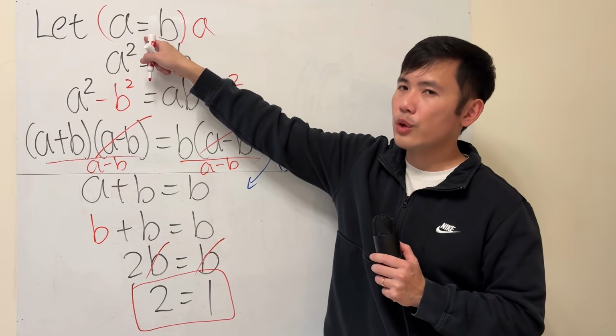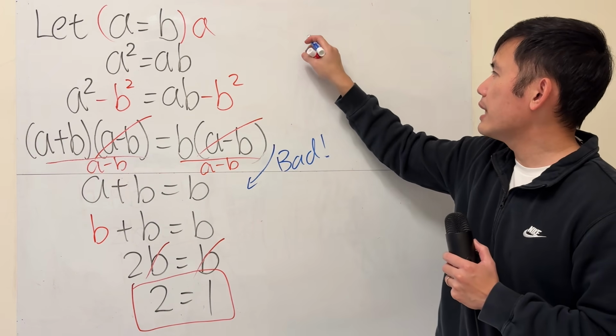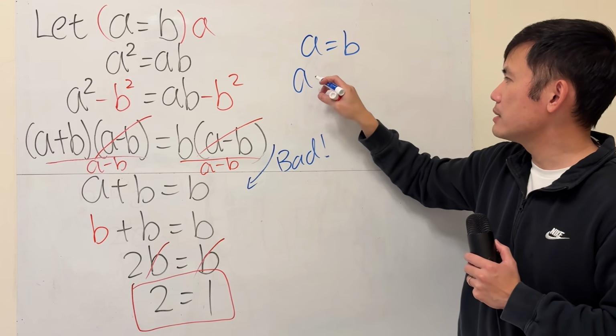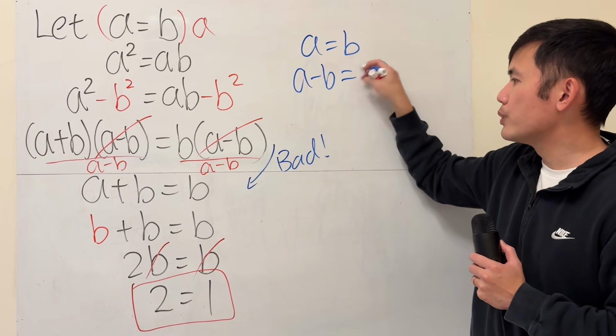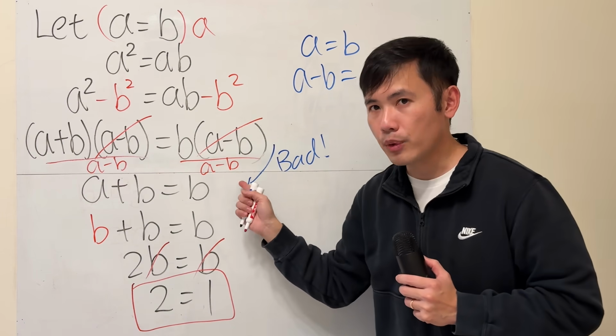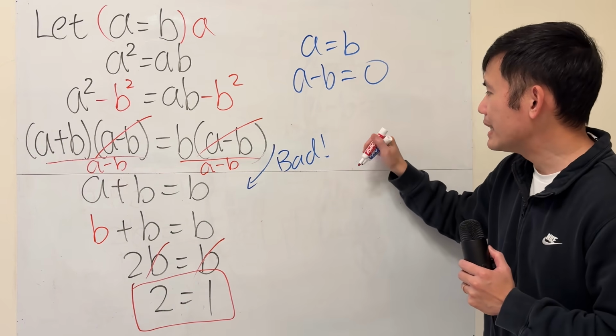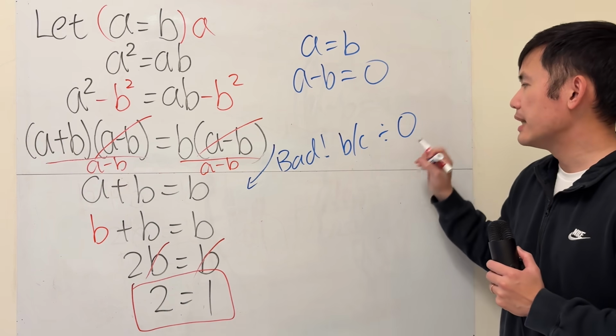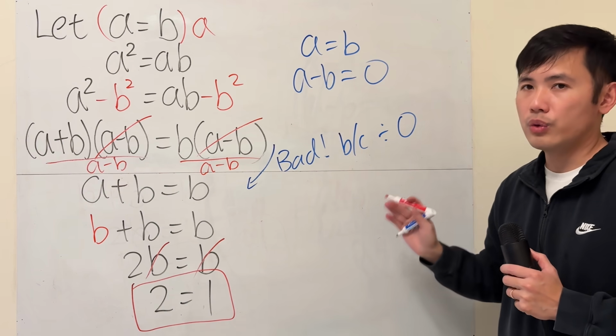However, if you look back to the original assumption, we know that A is equal to B. Bring the B to the other side. That means A minus B is equal to 0. So when we are dividing A minus B on both sides, in fact, we are dividing both sides by 0. And this right here is not okay.